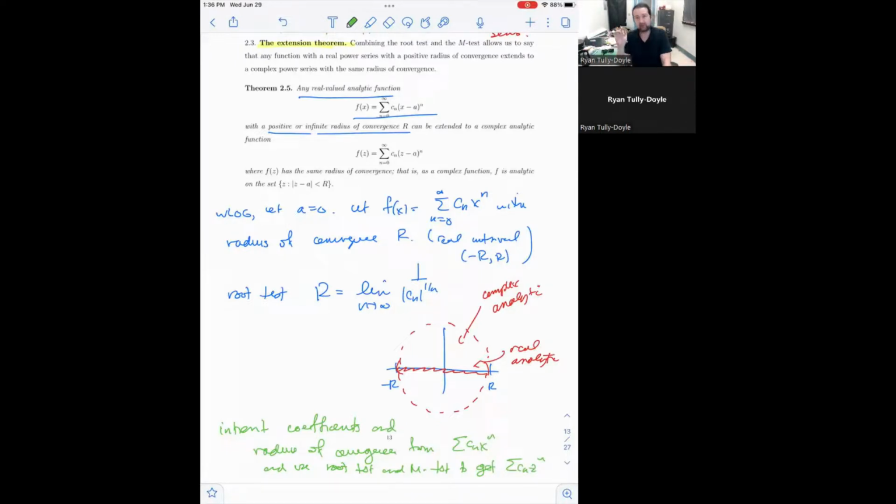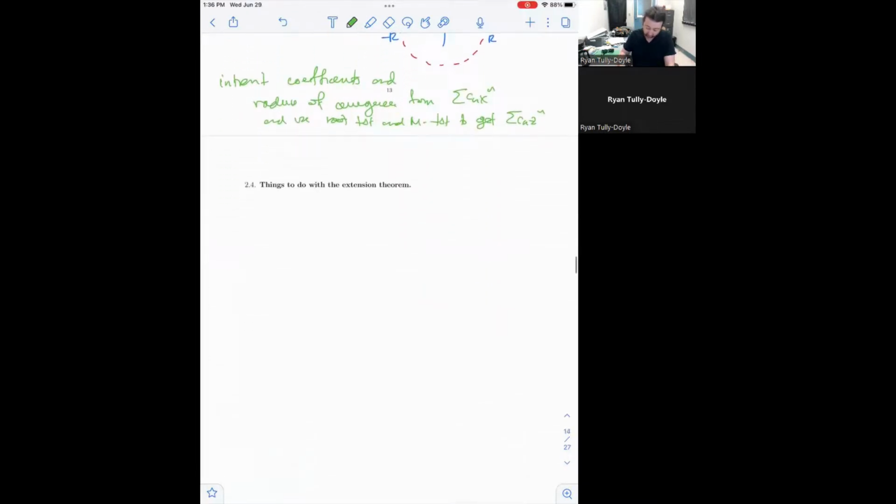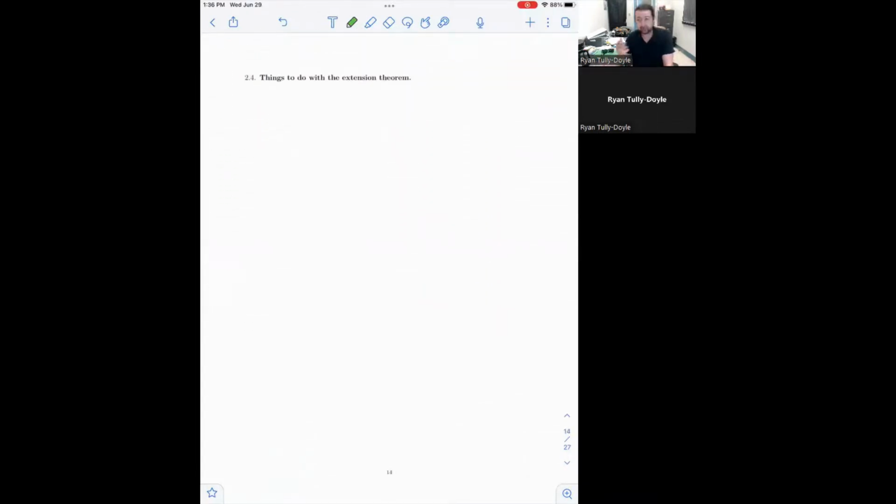And the beautiful thing about this is we don't just get the fact that anything we write down as a power series extends. We actually get more. We get that any identities involving real analytic functions carry forward as well, which is pretty awesome and incredibly useful. So, for example, you get stuff like this. Things to do with the extension theorem. Well, any power series you can write down that's real analytic with an interval of convergence automatically turns into a complex analytic series as well.